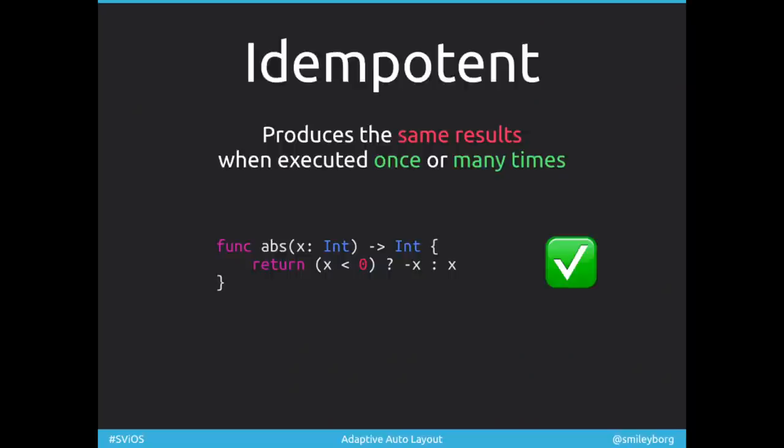Here's a function called abs that returns the absolute value of an integer. You can see the implementation of it, it's pretty straightforward, probably familiar with this one. You can see if I call this with 5, it returns 5. If I call it again with 5, it still returns 5. If I call it with negative 5, it returns 5. Call it again with negative 5, again and again and again, it's still going to return 5. This is an idempotent function.